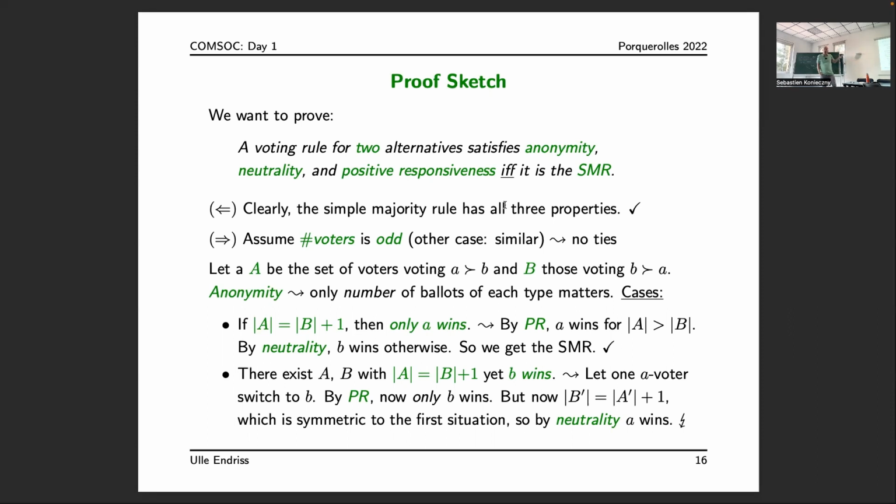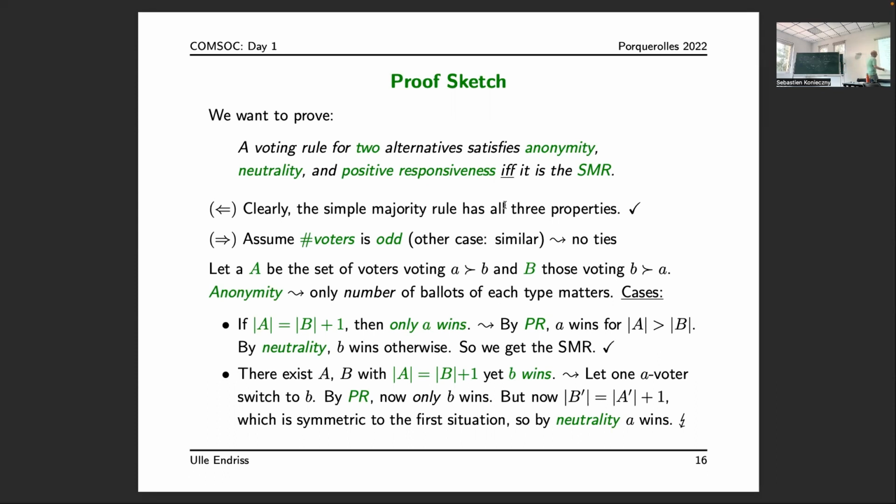So let's look at this situation, one more A supporter. And now let's suppose one of the A supporters switches to B. So if before B was at least one of the winners, if now it gets a bit more support, it will now become the only winner. So now we have a situation A prime, B prime, where there's exactly one more B supporter. And we now know that B is the only winner.